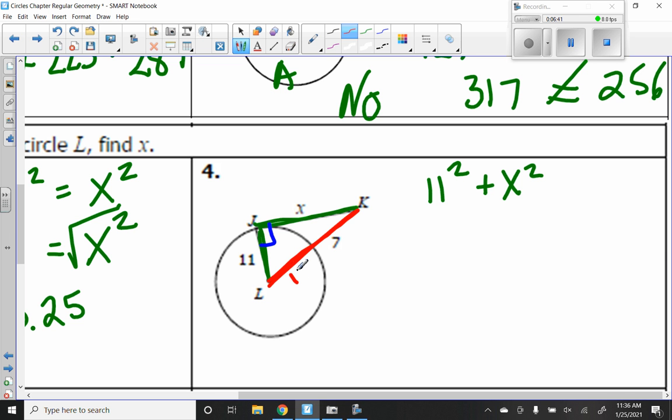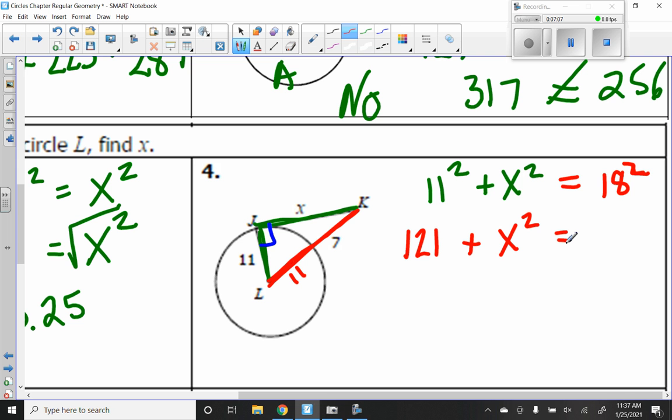So just like before, if one radius is 11, all radii are 11. Plural for radius is radii. So your c, you have to catch this, is 18 squared. Okay, so 11 squared on my calculator is 121. I'll write down x squared.